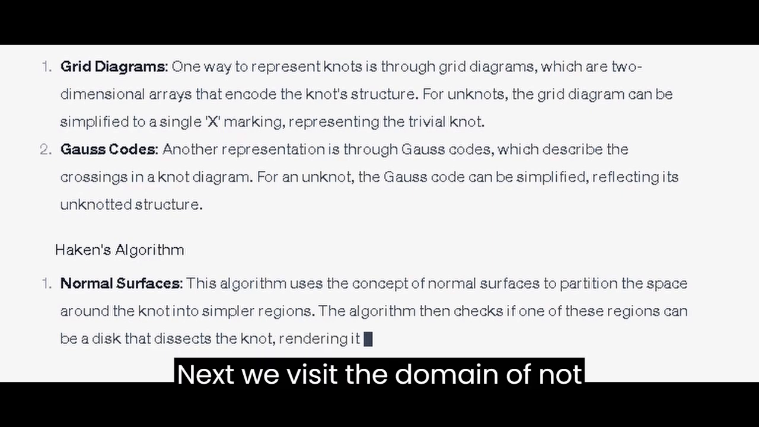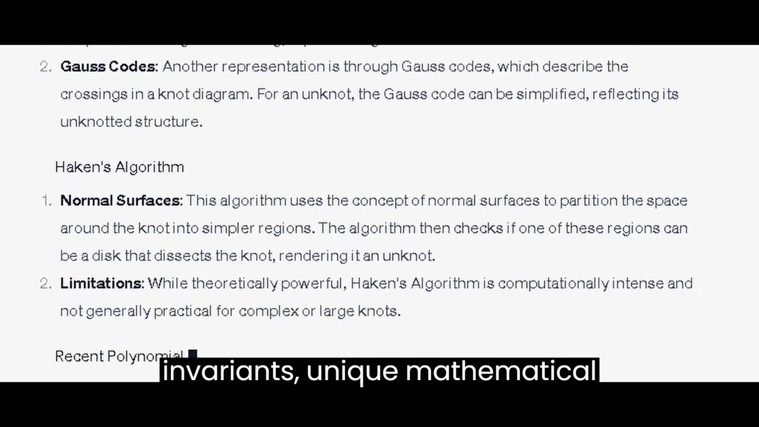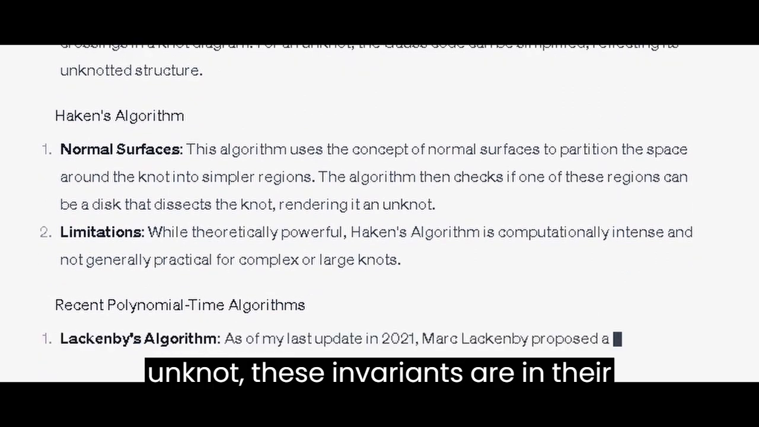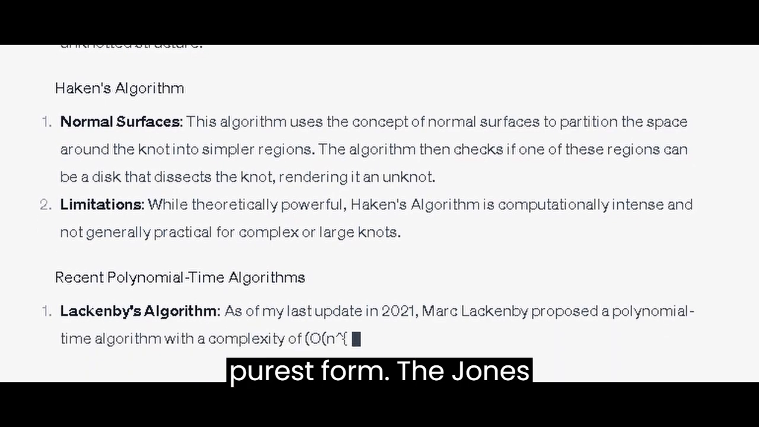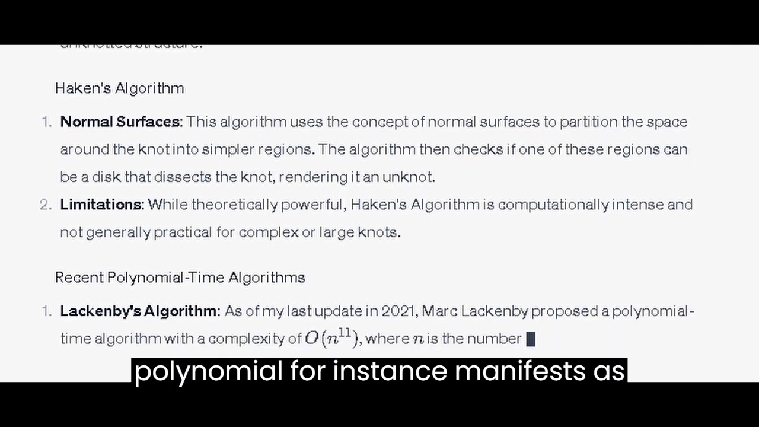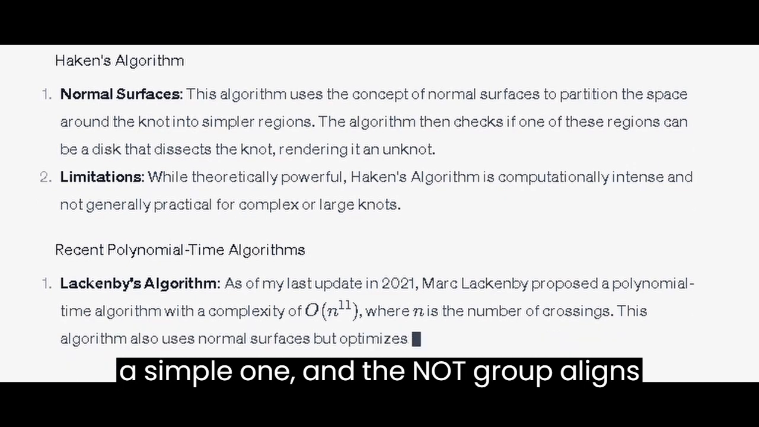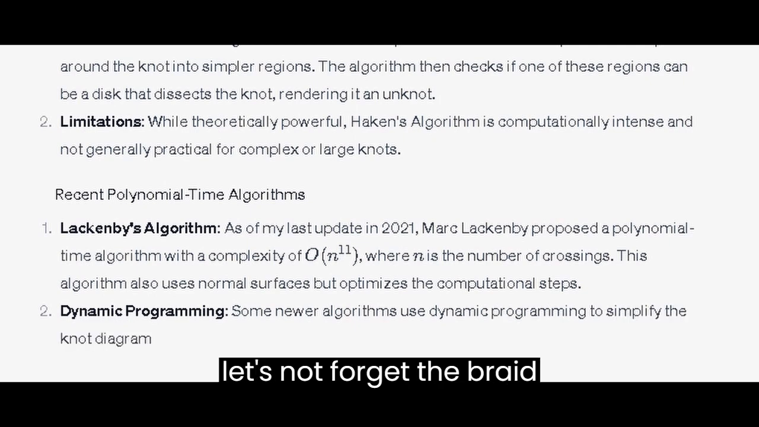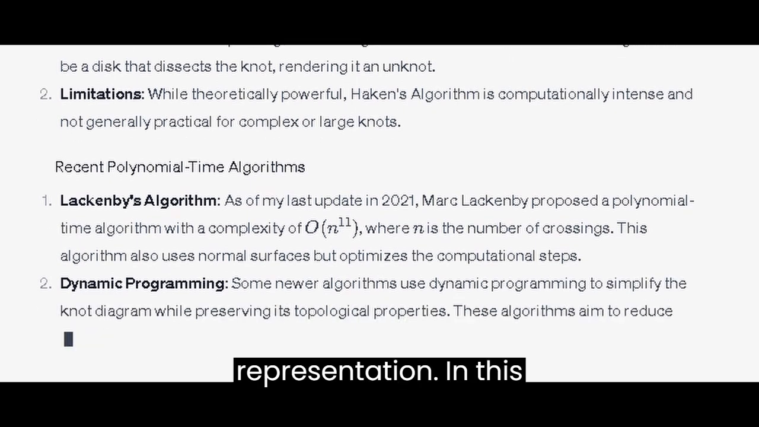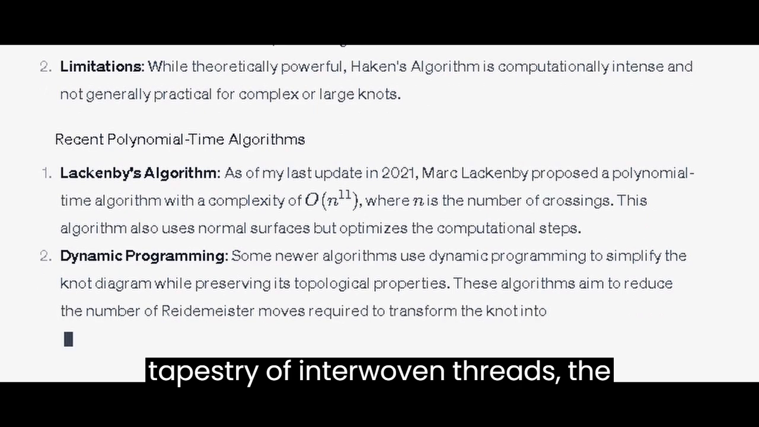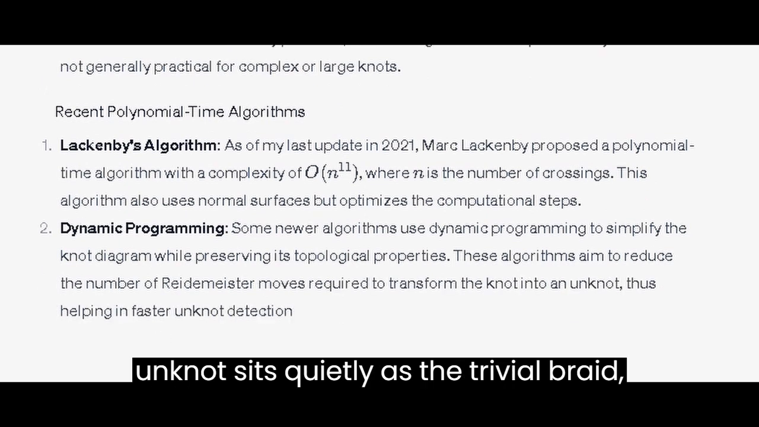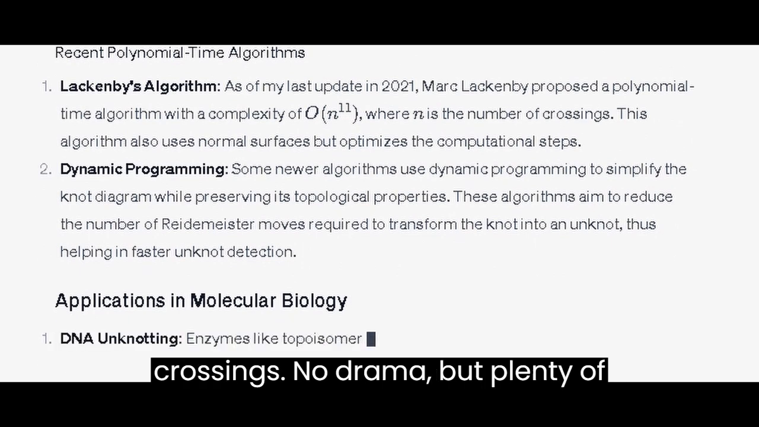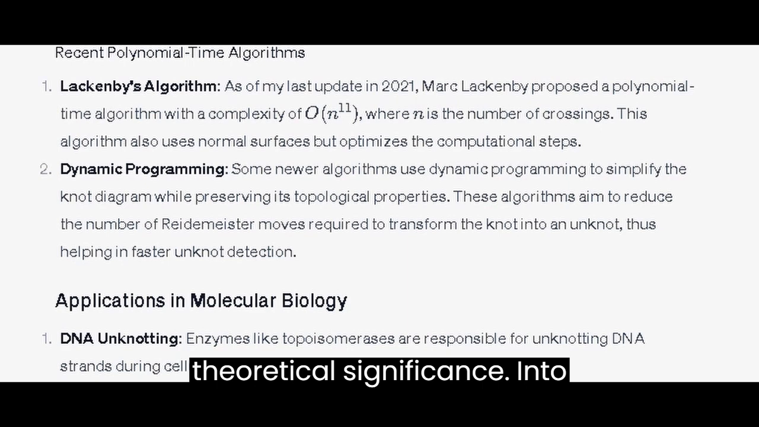Next, we visit the domain of knot invariants, unique mathematical fingerprints for knots. For the unknot, these invariants are in their purest form. The Jones polynomial, for instance, manifests as a simple 1, and the knot group aligns itself with the integers. And let's not forget the braid representation. In this tapestry of interwoven threads, the unknot sits quietly as the trivial braid, a straight parallel ensemble with no crossings, no drama, but plenty of theoretical significance.